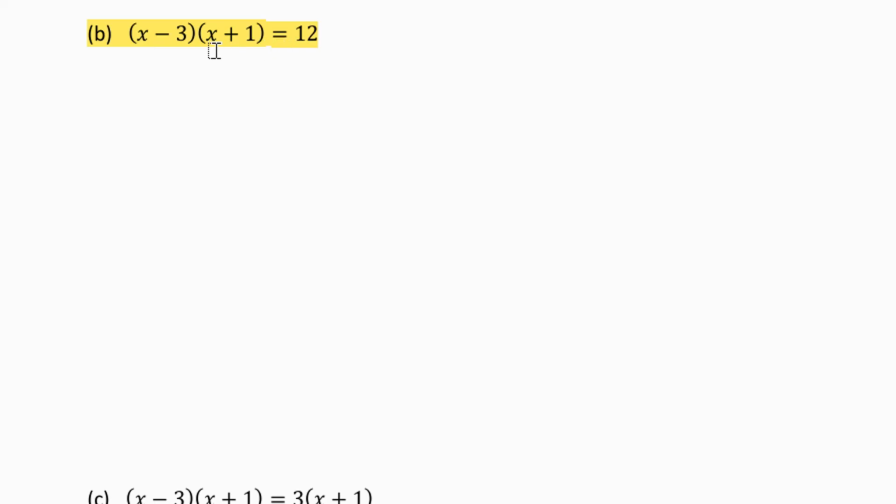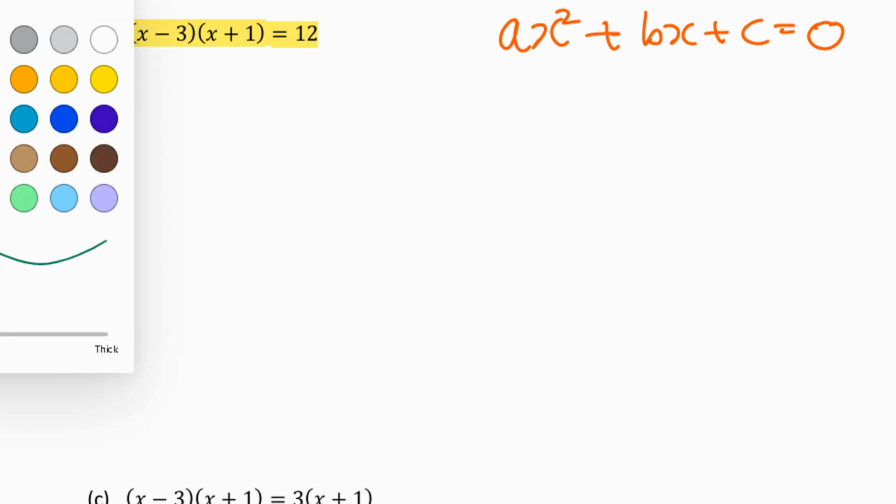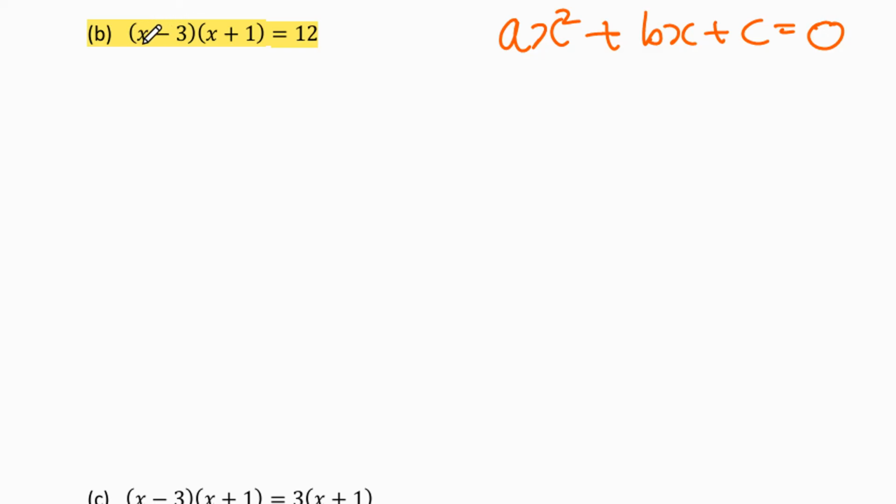Now, this equation is not in standard form, or it's not in standard quadratic form. Remember, standard form looks like this: ax squared plus bx plus c equals 0. And clearly, this equation is not in this form. So we first want to write this equation in standard form. Now, we can start by multiplying out the brackets. So we're going to multiply x minus 3 by x plus 1.